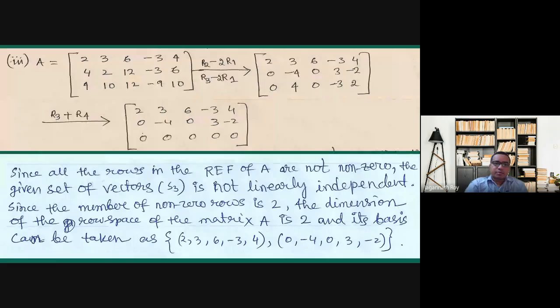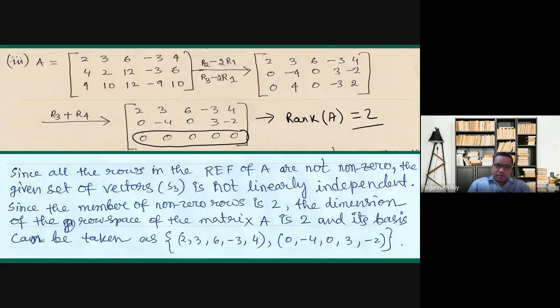Similarly, in the third example, we see there is a zero row. We have only two non-zero rows, so the rank of the matrix is 2. And the basis for the row space will be the span of these two vectors. Sorry, this is a basis for this row space.